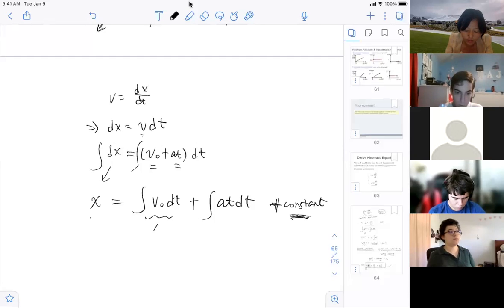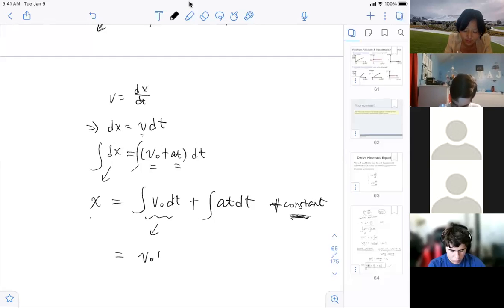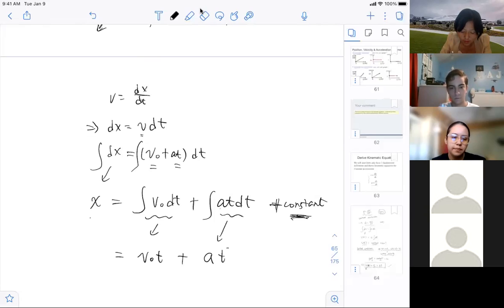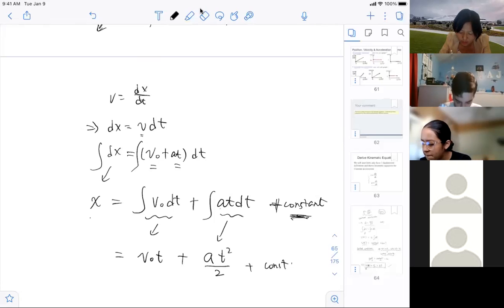Okay, so what does this one become? This one becomes, v naught is a constant. So integration of v naught dt becomes what? Anybody can finish my sentence? V naught times t. V naught times t, excellent. And this one becomes? Acceleration is a constant. So I believe it would be a over 2 t squared. a times t squared over 2. Excellent, thank you so much. And a constant. Very good.